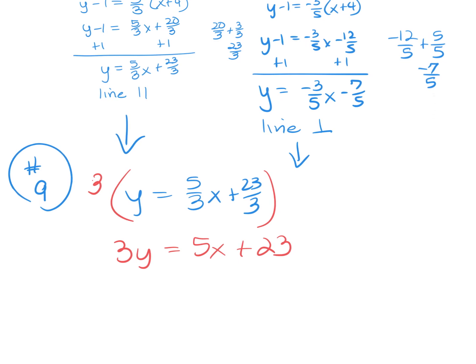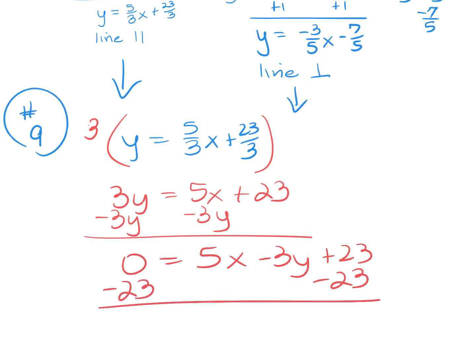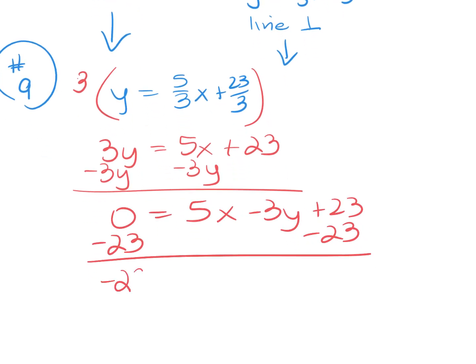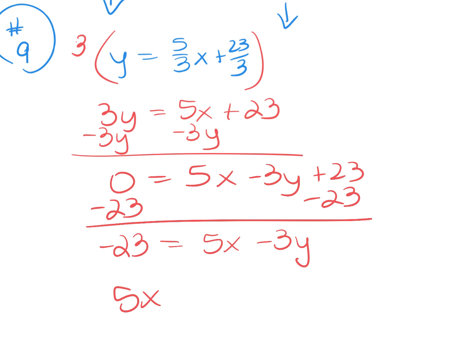Now, you could either choose to move the x over and then divide by -1, or I could move the y over, and then that'll keep my x positive, but then I need to move the constant, my c term, to the other side. So then I get -23 equals 5x minus 3y, but then I'll flip it around and put the ax, the by, and then the c. So that's the parallel line in standard form.